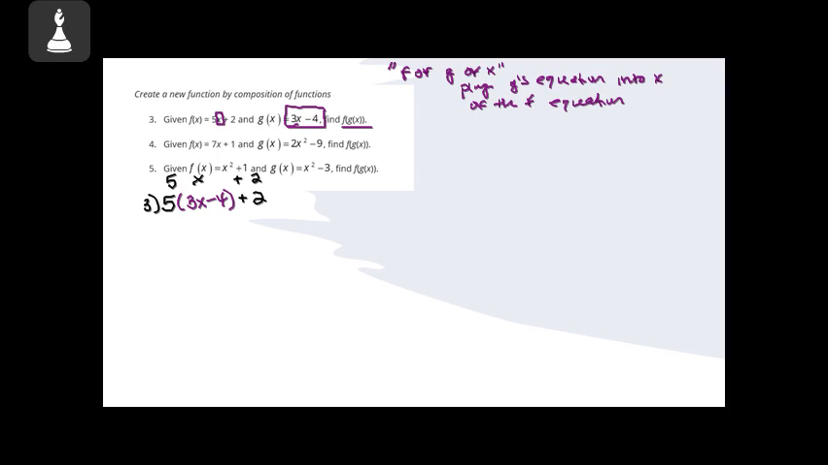So 5 times 3x is 15x. 5 times negative 4 is negative 20. And then I have a plus 2. So combining my like terms on the end, 15x minus 18, because negative 20 plus 2 is negative 18.